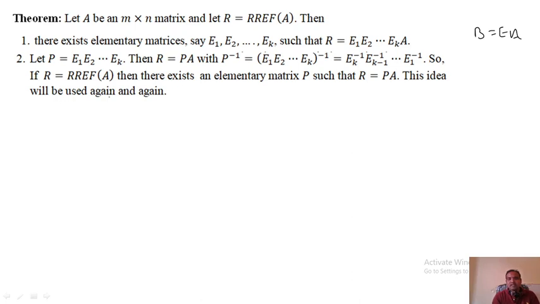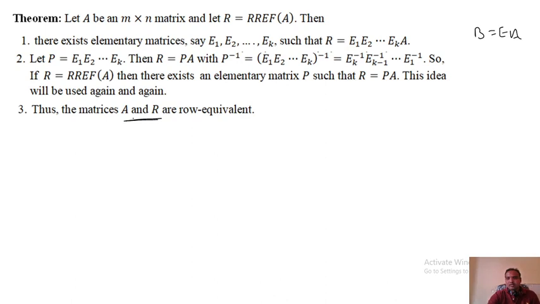This idea will be used again and again. That means we get the inverse matrix. Thus the matrices A and R are row equivalent. When you are using this, you can use the elementary operations many times. That A and R must be row equivalent matrices. And this is the way we are discussing that one. Every matrix we can convert to row equivalent form.